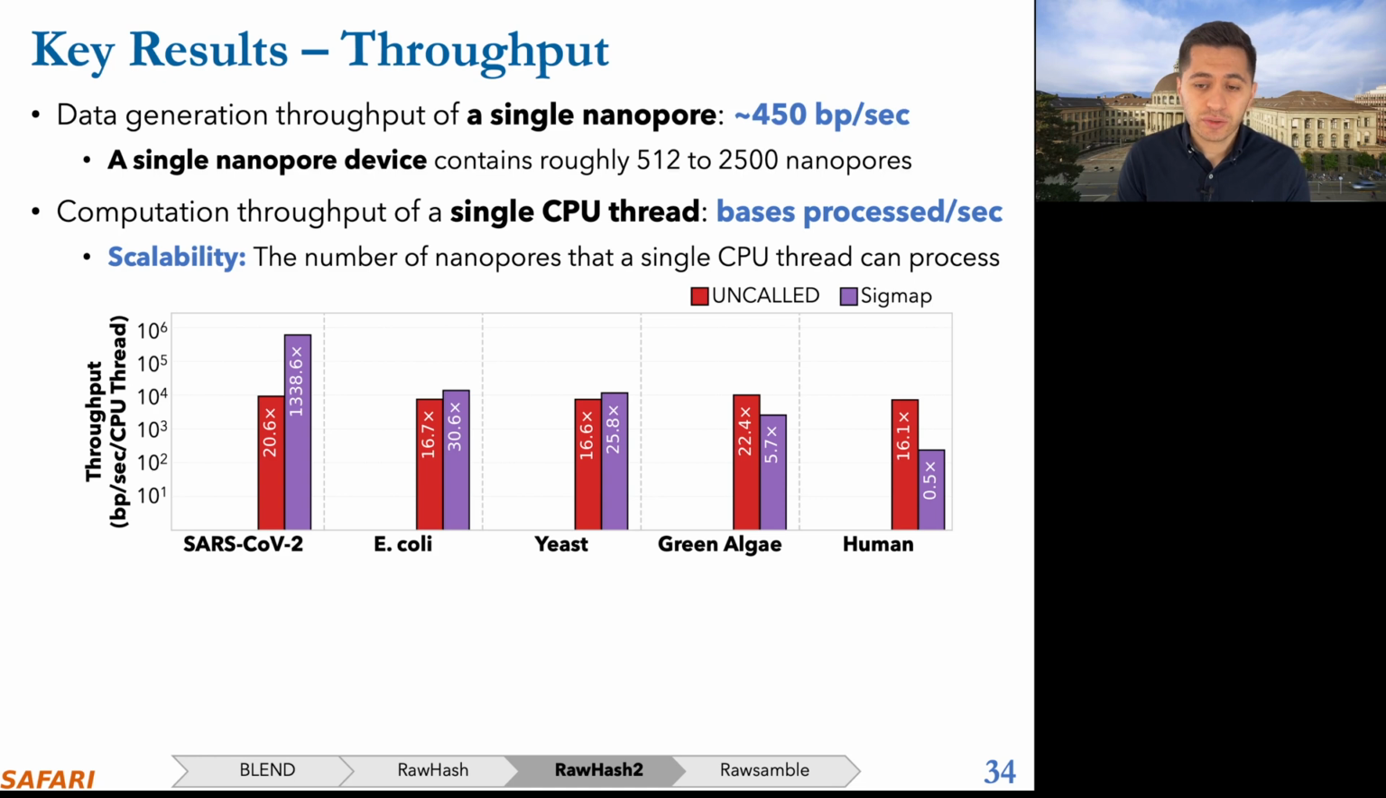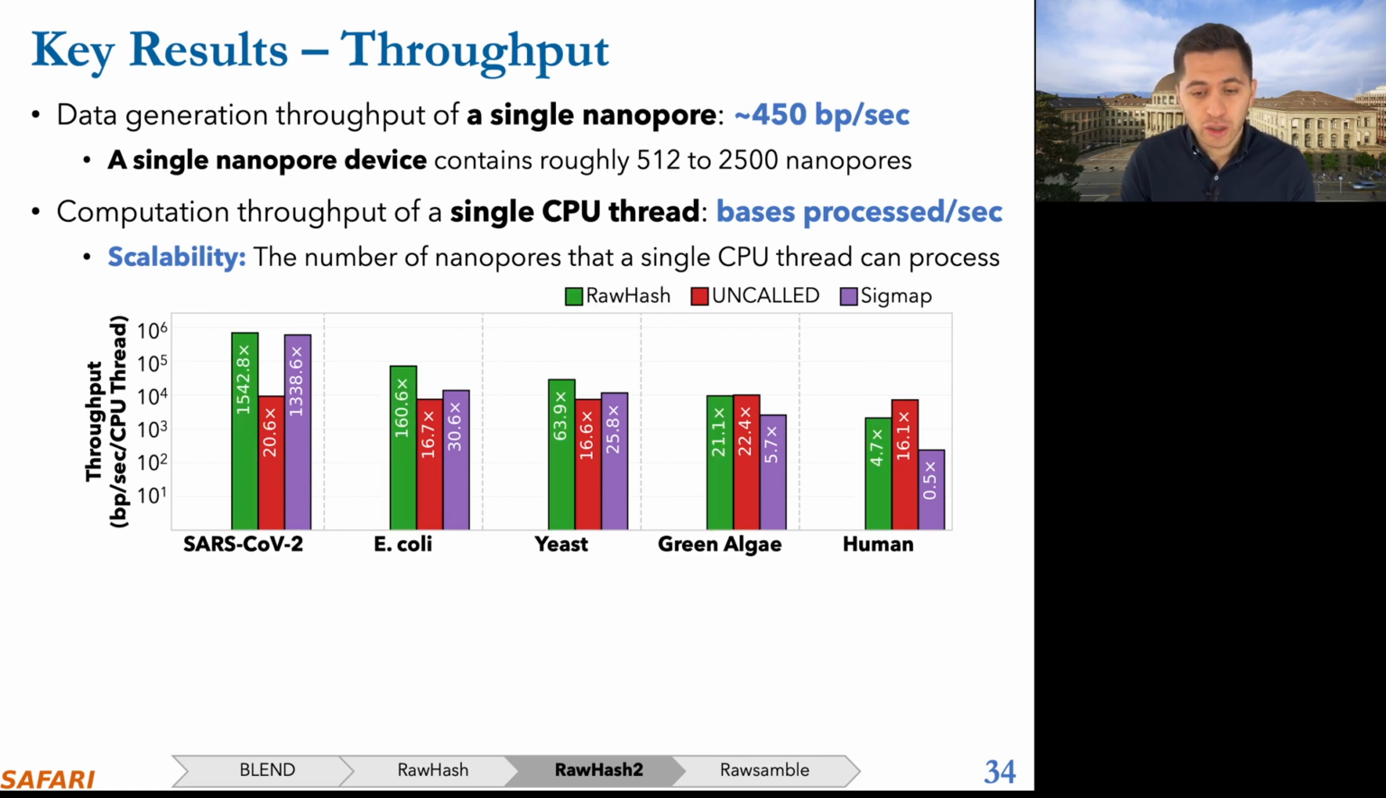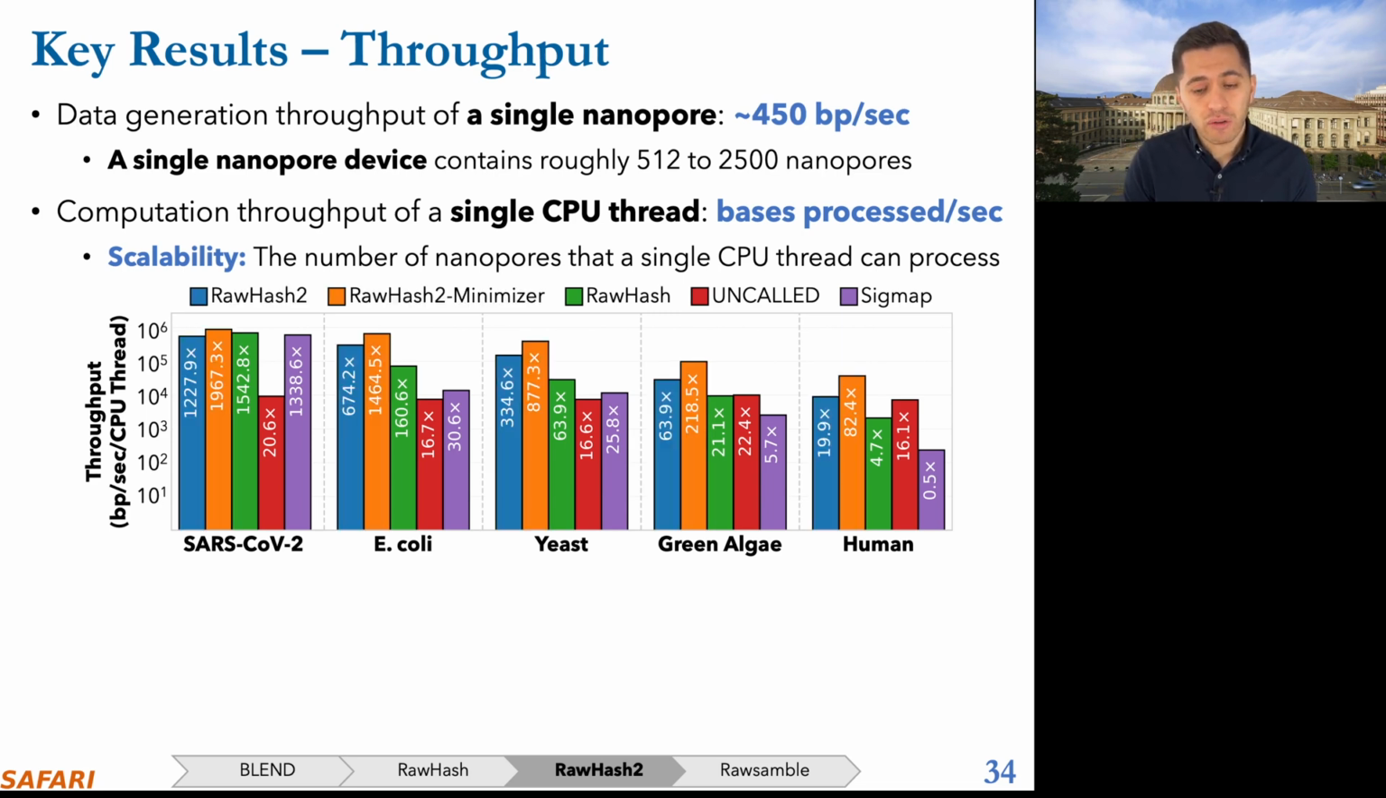First, we show the throughput results for Uncalled and Sigmap, with different datasets on the x-axis and the throughput on the y-axis. The number of nanopores they can process with a single CPU thread is shown inside the bars. Sigmap falls short of real-time analysis as its throughput is below the data generation speed of a single nanopore for human genomes. RawHash achieves significant speedup due to its fast hash-based search, while RawHash2 and RawHash2 Minimizer further improve throughput with effective sampling strategies.